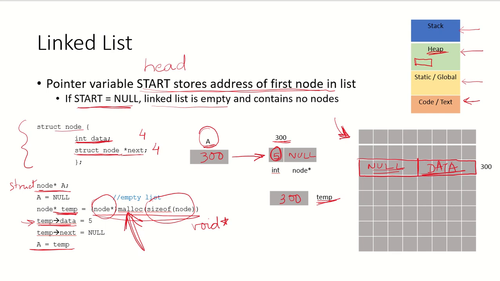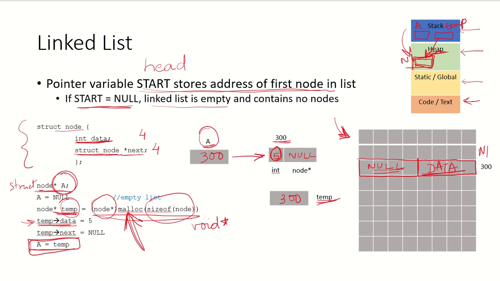So if we have created a node at 300, suppose this is node 1, this node 1 would be created in the heap. The local variables, this node pointer A and this node pointer temp, would be available in the stack. So A is also here and temp is also available in the stack frame which has been created for this program. Temp is pointing to this node N1, and when A is updated with this value of temp, A also starts pointing to this particular node.